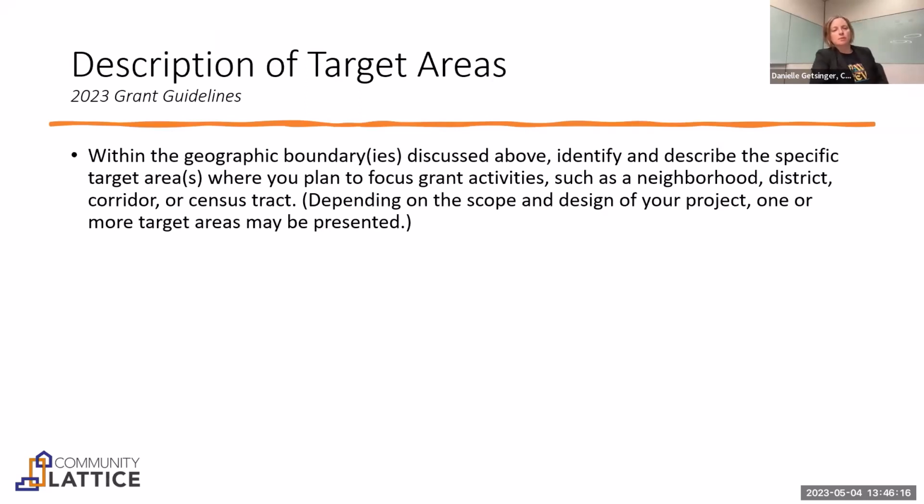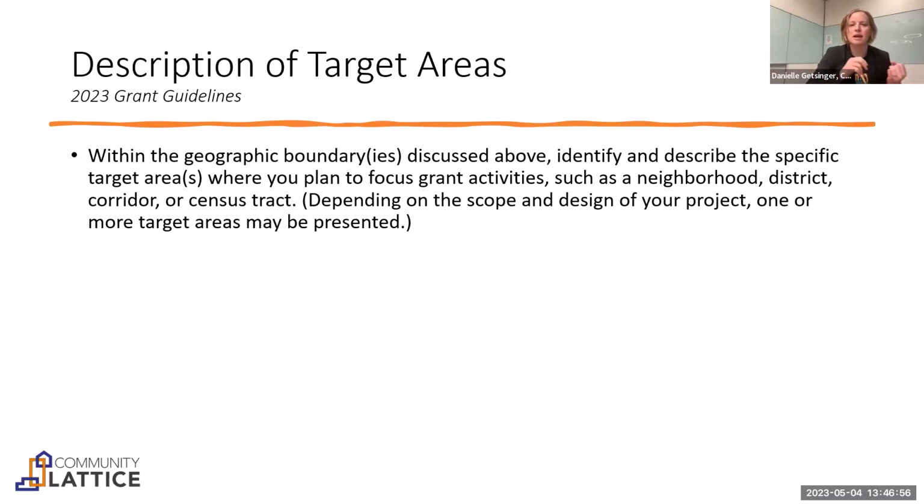Going back to this description, and getting into the details of those grant guidelines, I'm going to show an example here. You're looking at the geographic boundary, as discussed above. In the last section, describing that boundary, identify and describe the specific target area where you plan to focus grant activities, such as a neighborhood, district, corridor, or census tract. What we're really looking for is something that makes sense. It can be a neighborhood, where the boundary makes sense based on social and historic definitions of a neighborhood.